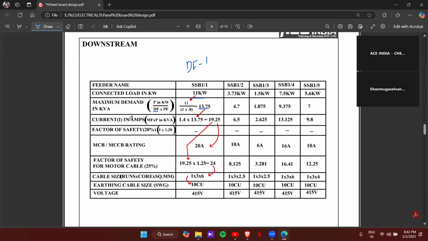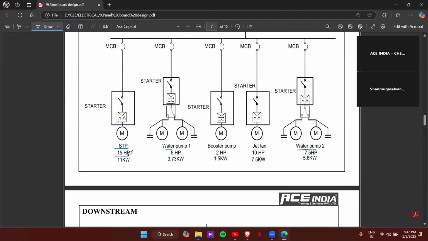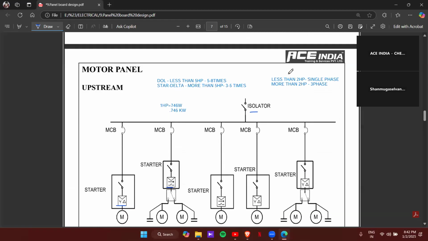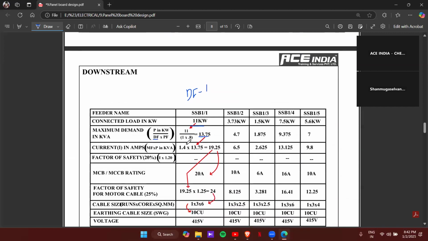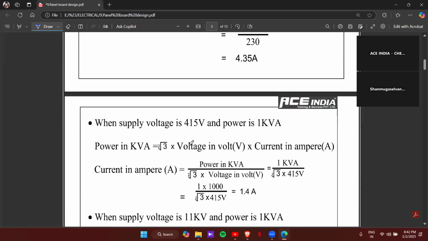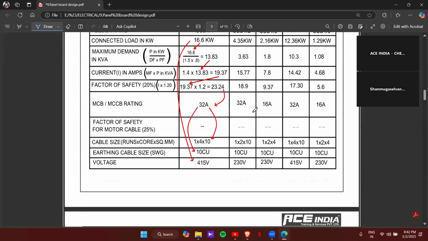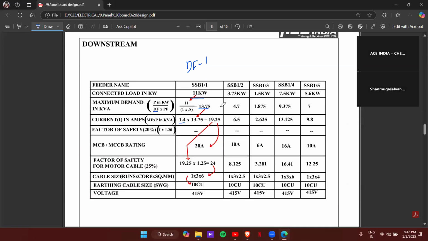Then the current rating. Again, it's a 15 HP motor, and for more than 2 HP, it will be a 3-phase connection, right? So for 3-phase connection, the multiplication factor, I hope you remember, we had already discussed in the last session, is 1.4. So here also just multiply the kVA value with 1.4, and you'll get the ampere rating.